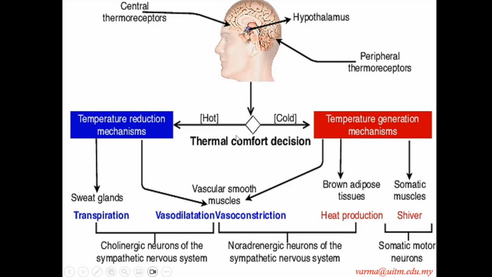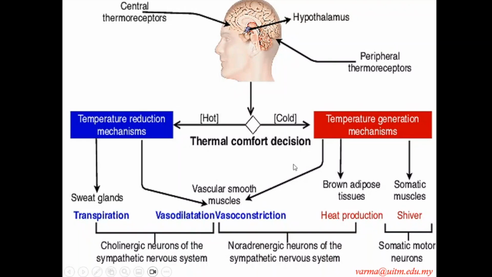So from the peripheral and central thermoreceptors, your hypothalamus receives the impulse. If the patient is in a hot situation, there will be a temperature reduction mechanism. The sweat glands get activated, you will lose sweat, and by losing water through evaporation, you will lose heat. And then it causes vasodilatation at the periphery. When your vessels are vasodilated, heat will be lost to the periphery more easily, with more blood flow to the peripheral circulation.